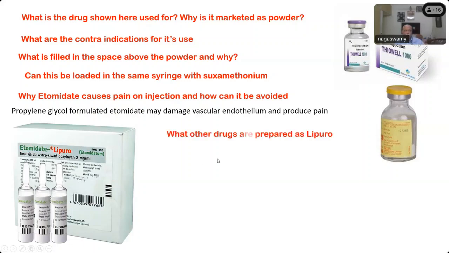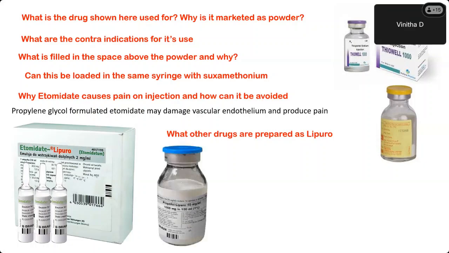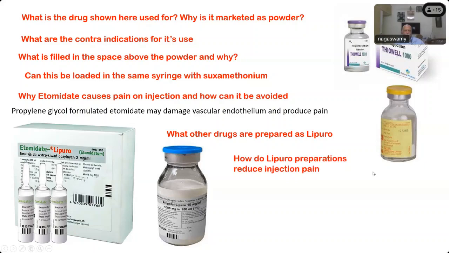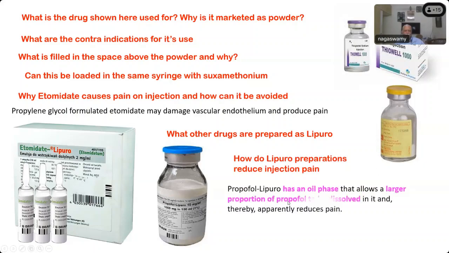What is a Lipuro? What other drugs are prepared as Lipuro preparations? Apart from etomidate, is there any other drug which is painful on injection, which can also be prepared as a Lipuro? Propofol. Propofol and rocuronium, sir. So there is a propofol Lipuro also available. So etomidate Lipuro and propofol Lipuro. How do Lipuro preparations reduce injection pain? The mechanism is that it has a medium-chain triglyceride oil phase, which allows a larger proportion of propofol to be dissolved in it, thereby apparently reducing the pain. Okay.